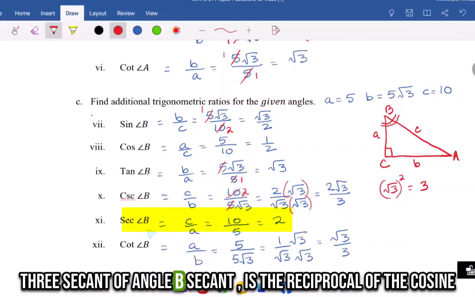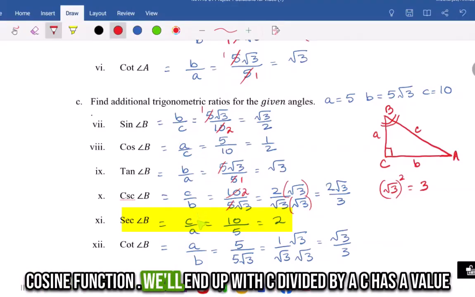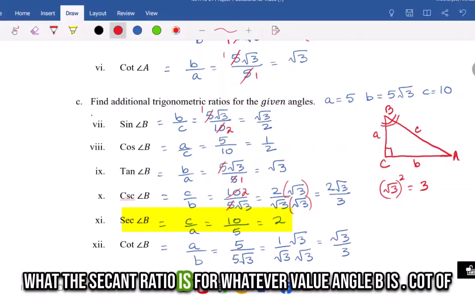Secant of angle B. Secant is the reciprocal of the cosine function. So just flip the numerator and denominator of the cosine function. We'll end up with C divided by A. C has a value of 10. A has a value of 5. 10 divided by 5 is 2, and that is what the secant ratio is for whatever value angle B is.